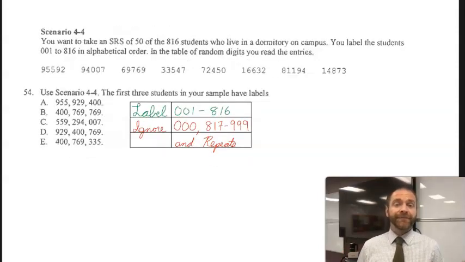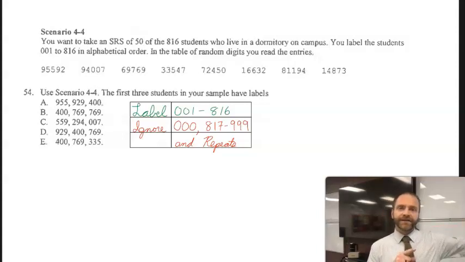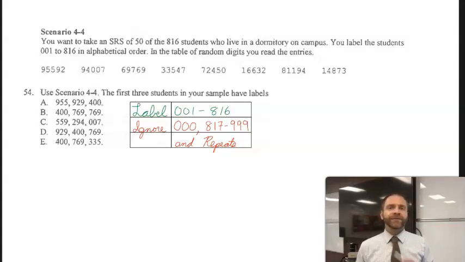It says 001 to 816, so I have to focus on what I'm going to ignore. I'm going to ignore numbers outside that range, which means 000, 817, and 999. I'm also going to ignore repeats. The reason is that if I select one student to be part of the sample and their number pops up again, I can't select that same student again. I have to ignore it and go to the next number in the table. So I ignore repeats and numbers outside the range.